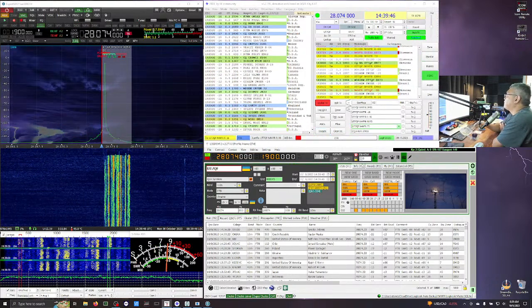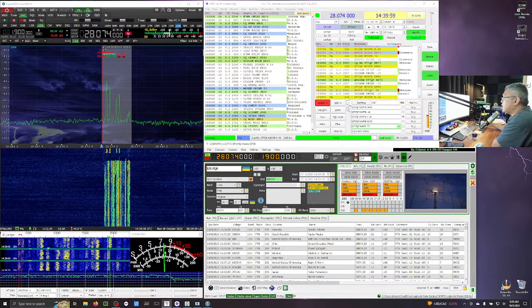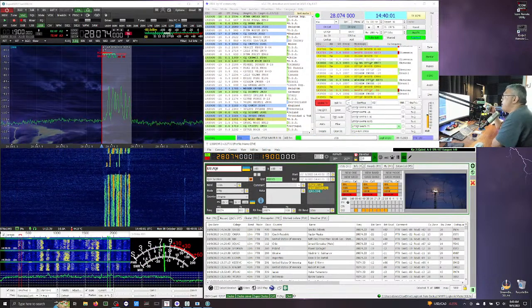There we go. He got me as a -8. I'm pushing 522 watts of power right now on 10 meters.